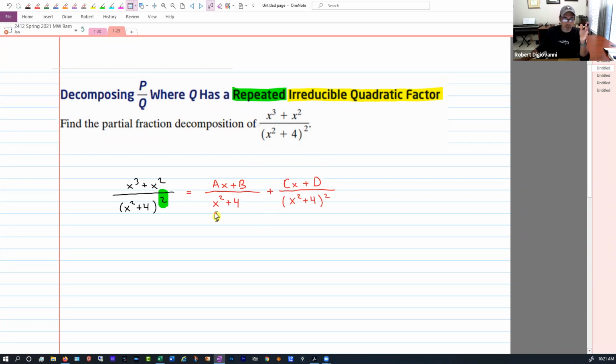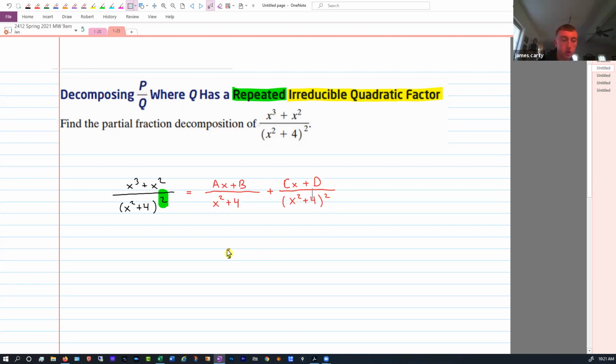So remember how, if the thing down here was x cubed, we would do x, then x squared, then x cubed, and we'd build it up. We're doing the same thing here. We have an irreducible quadratic that's squared, repeated, and so we have to build it up. X squared plus 4, then x squared plus 4 squared, and we stop there. Any questions on that?